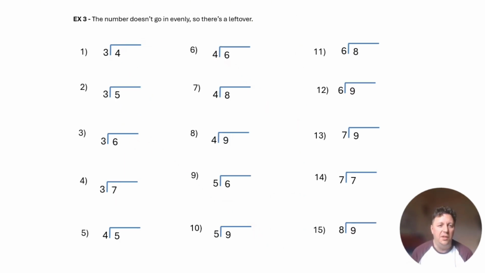Okay, exercise 3: the number doesn't go evenly, so there's a leftover. So this is what we mean by a remainder.